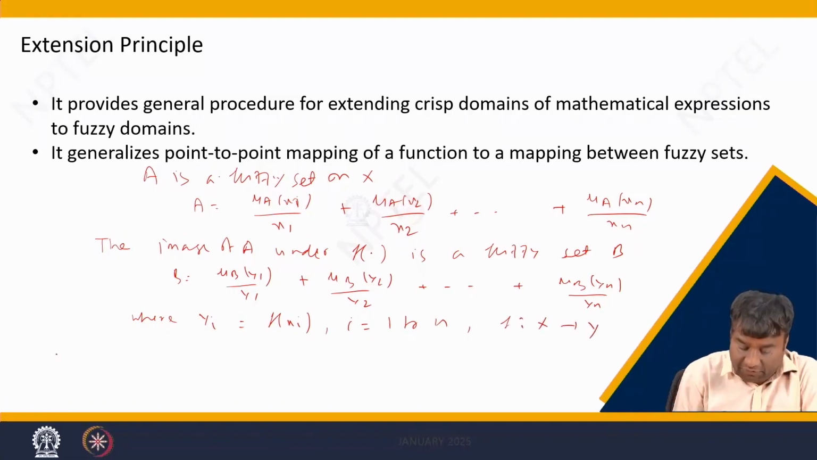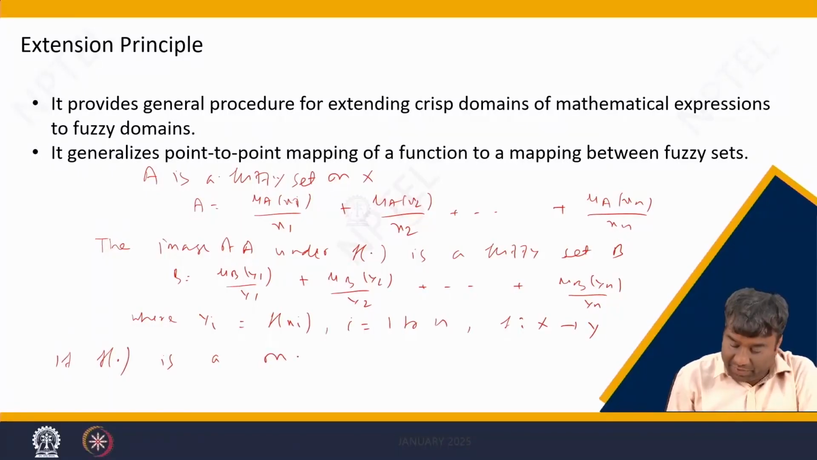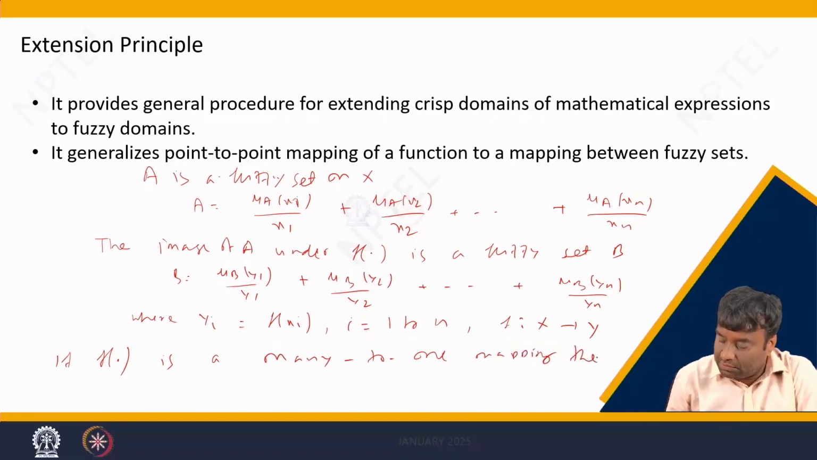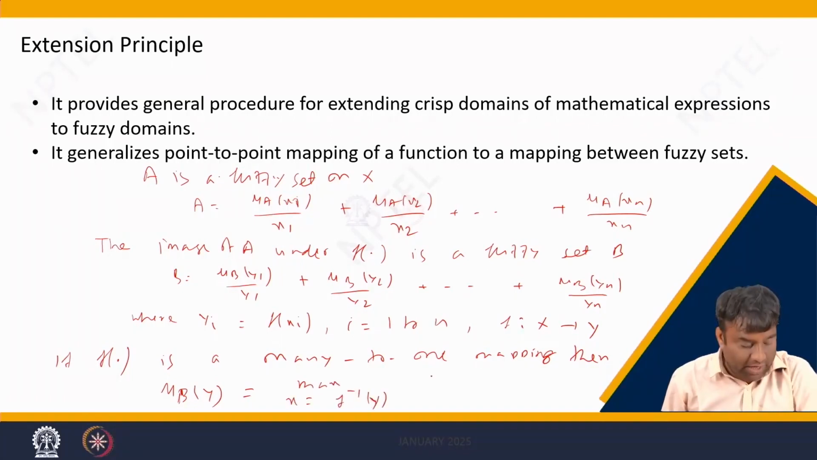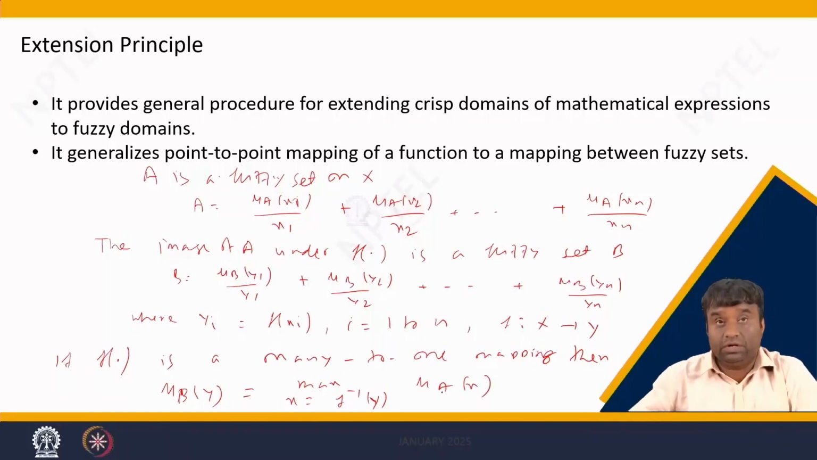If f is a many to one mapping, then mu B(y) equal to maximum over x in f inverse of y, or you can write y equal to f(x), of mu A(x). So we'll take the maximum value. So try to understand this extension principle by one example.